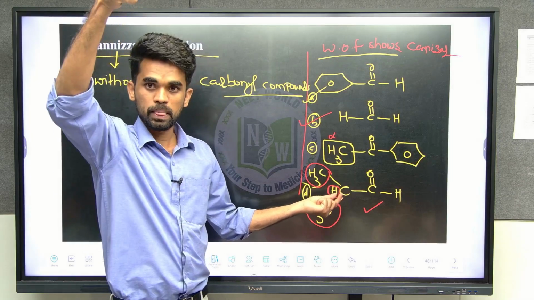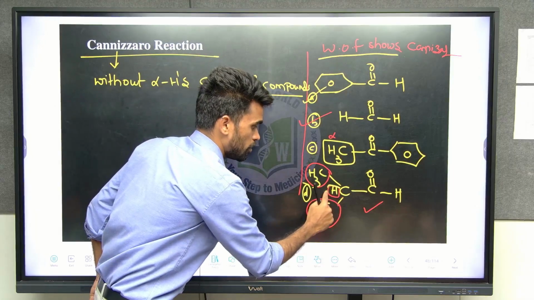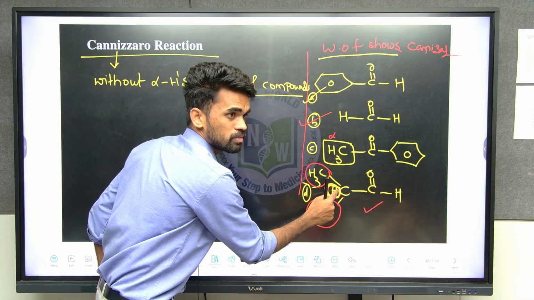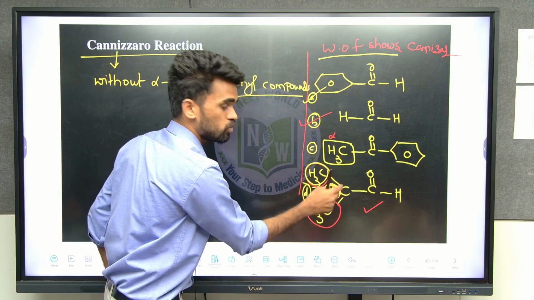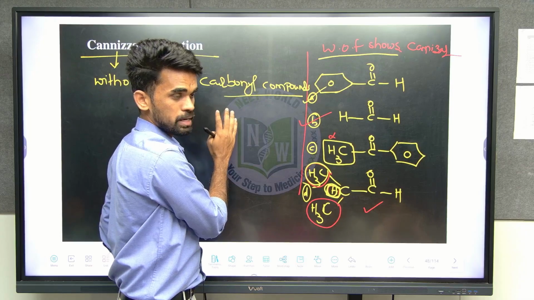Aldol condensation reaction should take place. Here we have alpha hydrogen, but it cannot be abstracted by base. Why? Because of these bulky groups. Therefore this compound also shows Cannizzaro. Is this clear or not, everyone? Okay.